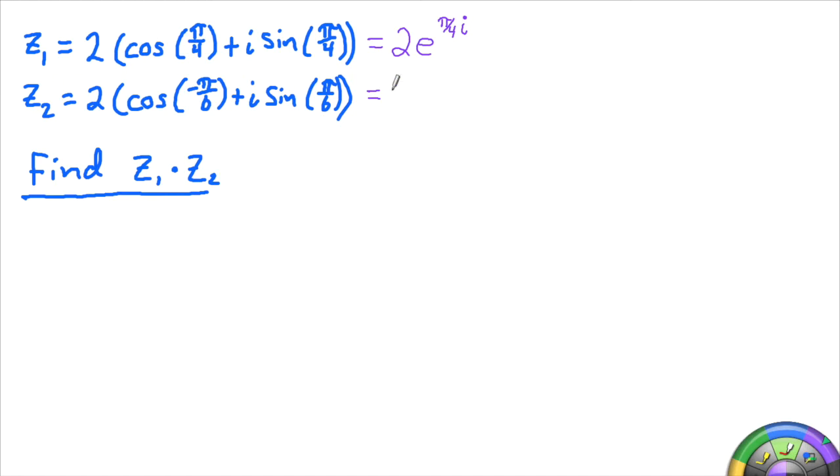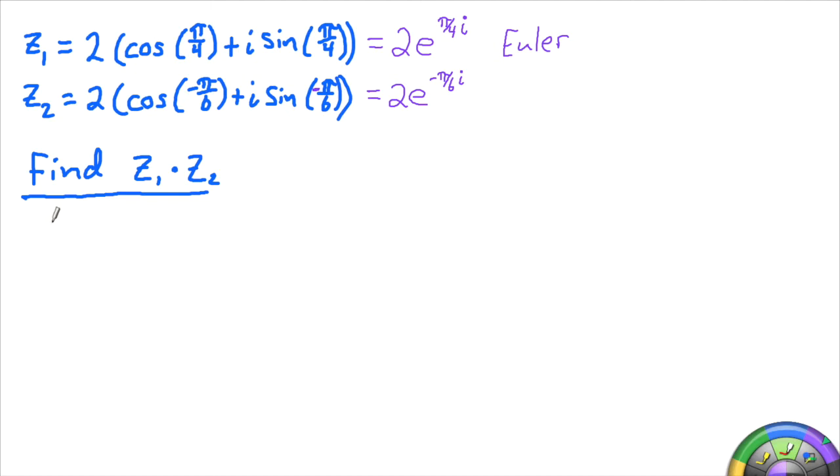Alright, Z2 here then would also be 2, the modulus, e raised to the argument of, oops, that's supposed to be negative, negative pi over 6, and then the i. Now technically you could put the i in front or back. I usually just put it in the back. Alright, so if we're going to multiply these two, we're going to multiply them by their Euler formulas. Euler, by the way, is spelled this way. Very famous mathematician. It's not pronounced Euler, it's Euler.